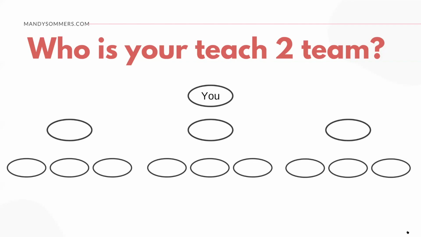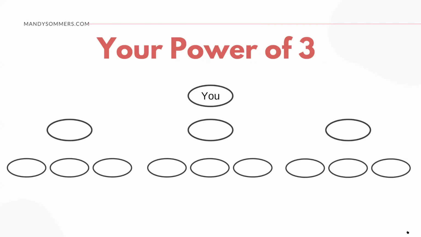Okay, so let's just map this out. So who is your Teach To team? Okay, so if you can see this, you are at the top, and then the second line are your 3 people, and the third line are their 3 people. This is it. This is the entire thing. Imagine how powerful this is. If you could fill this out and bubble in people, this is also your power of 3.